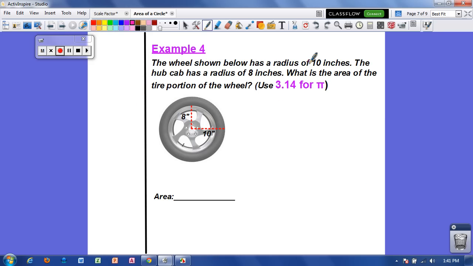All right, example 4. The wheel shown below has a radius of 10 inches. The hubcap has a radius of 8 inches. What is the area of the tire portion of the wheel? Okay, so we are looking for the area of the tire. Now, to do that, we are going to have to find the area of the entire wheel. So for the entire wheel, the radius equals 10. And then we've got to subtract out this area of the hubcap.